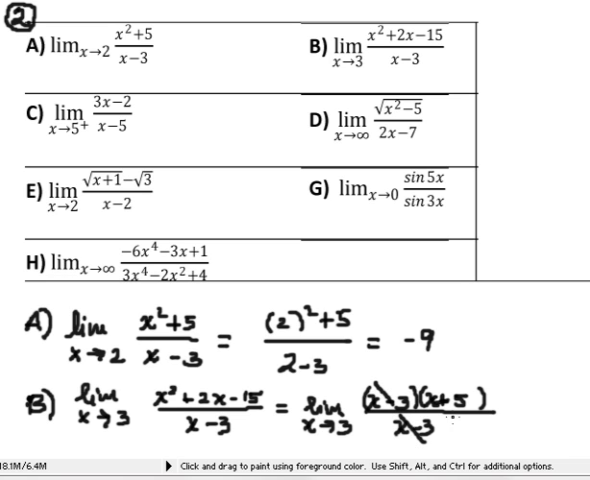We can reduce, and after we reduce, the denominator is 1, so it's no longer 0 when we substitute in x equals 3. The denominator is 1. So go ahead and substitute in x equals 3, and we have 3 plus 5, which is 8. So that's our limit. Okay, let's look at C.